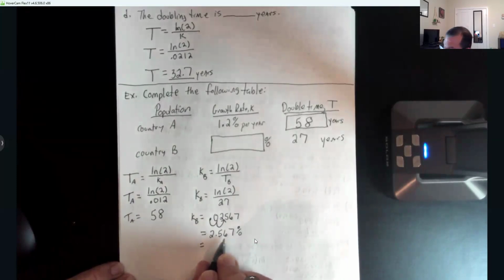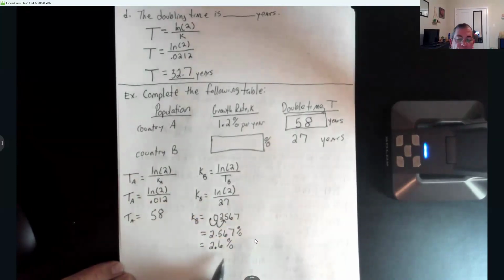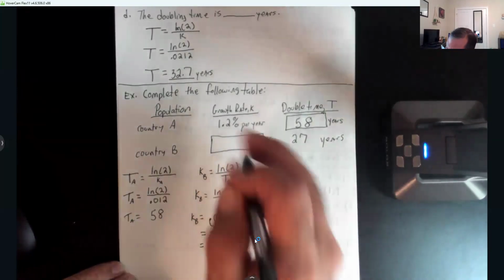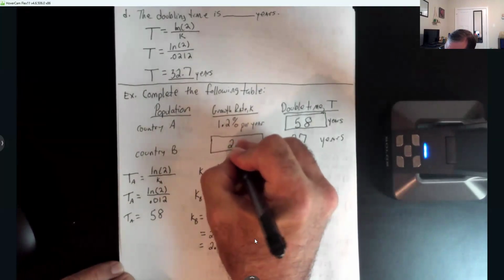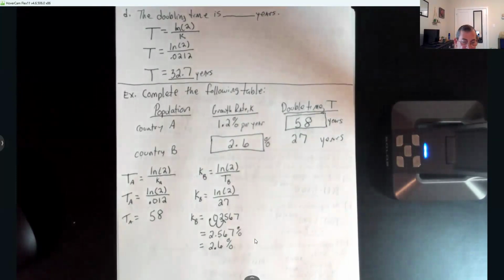Well, y'all look at that. I got a 6 behind the 5, so the 5 will become a 6. So then I get 2.6%. Now remember, when you write your answer in, they've got the percent already. All we're putting in is our 2.6.